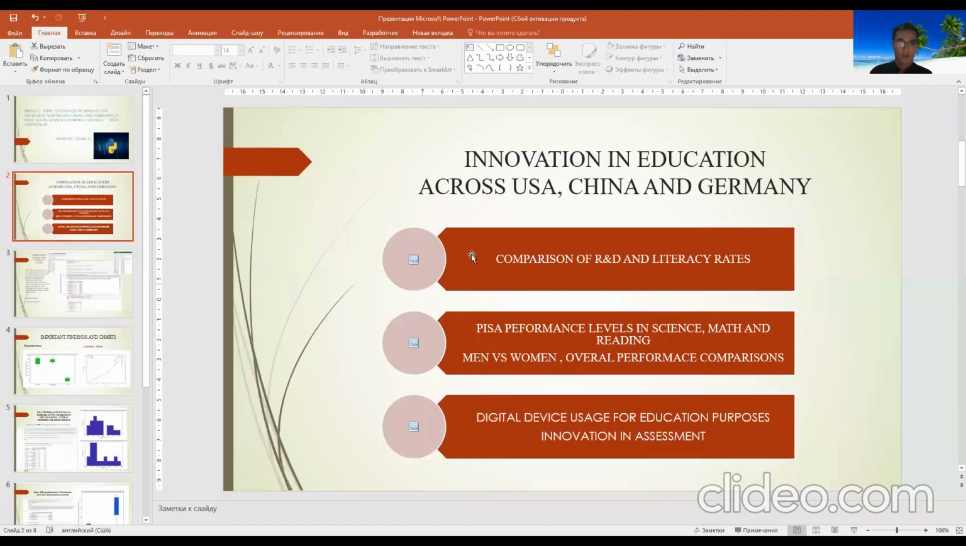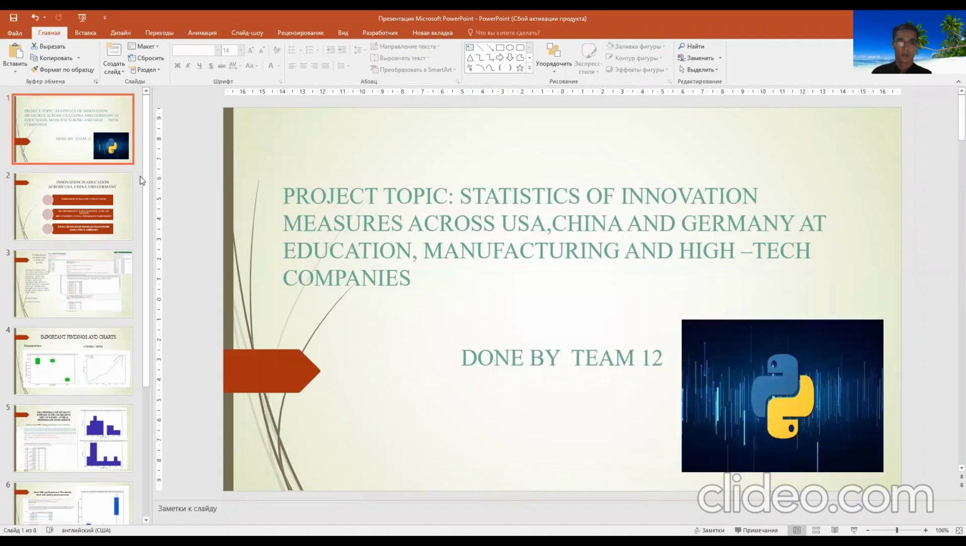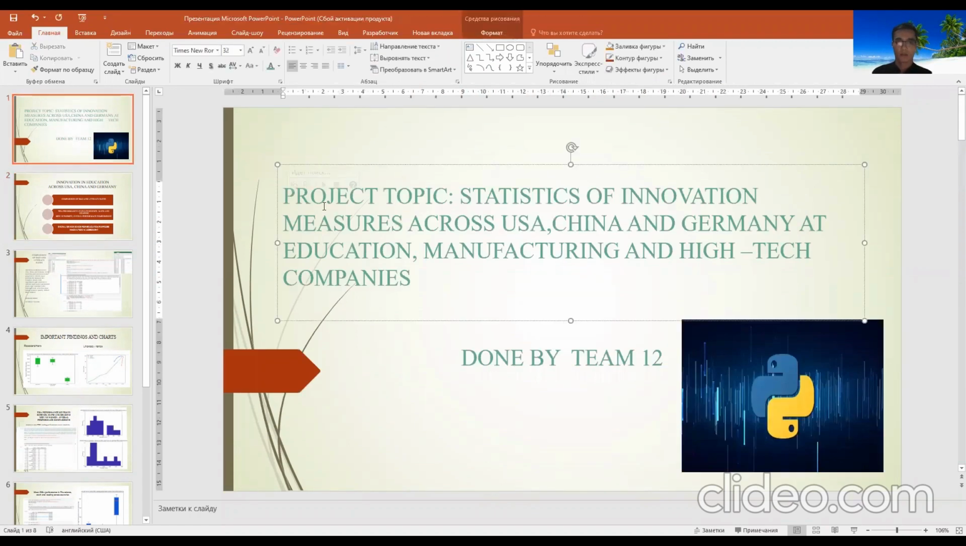I divided my part in this team project into three. First of all, I analyzed the comparison of researchers and the literacy rates. Secondly, PISA performance levels in science, math, and reading, and digital device usage for education purposes. This can help us build innovation in education. As I mentioned, this is our project topic.